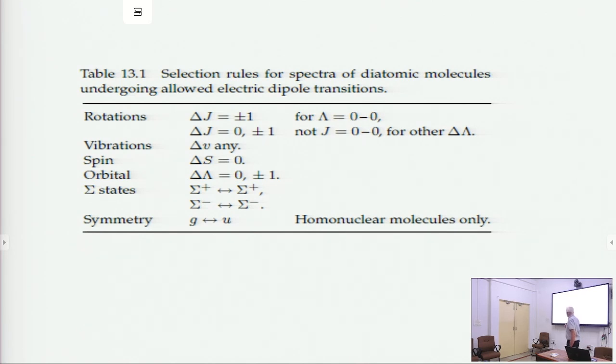So to give the selection rules a bit more systematically, this is the equivalent for electronic spectra of molecules of the tables we've seen several times for electronic spectra of atoms. The rotations are delta J plus or minus 1 if lambda, I'll come to what these quantum numbers are, if lambda is not 0 to 0. Any vibrations are allowed. Effectively spin 0.